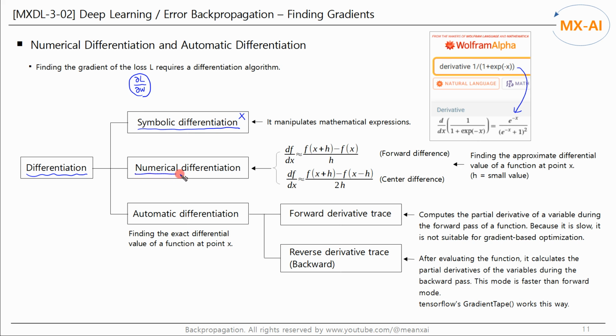The second algorithm is numerical differentiation, which we looked at in the Artificial Neural Networks series. There are forward difference and center difference methods. This is an algorithm to find approximate derivatives. Finally, there's the automatic differentiation algorithm. There are forward derivative trace method and reverse derivative trace method. This is used in deep learning because it not only finds accurate derivatives, but is also fast. We will look at this in more detail in the next video.